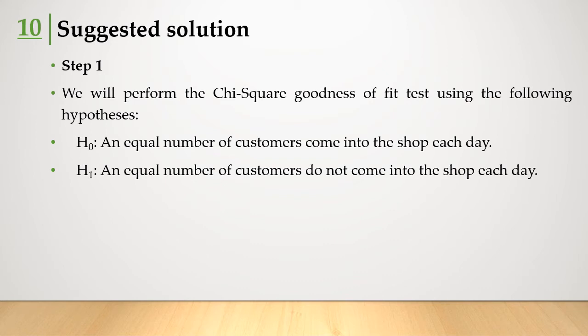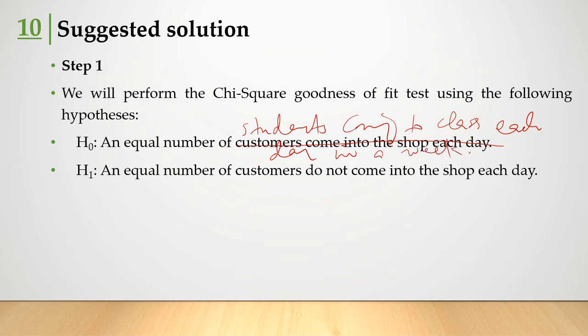I used an example and tried to change it to something that would help us understand. So this should have been that we have an equal number of students coming to class each day in the week. Or we can say that all registered students come to class every day.